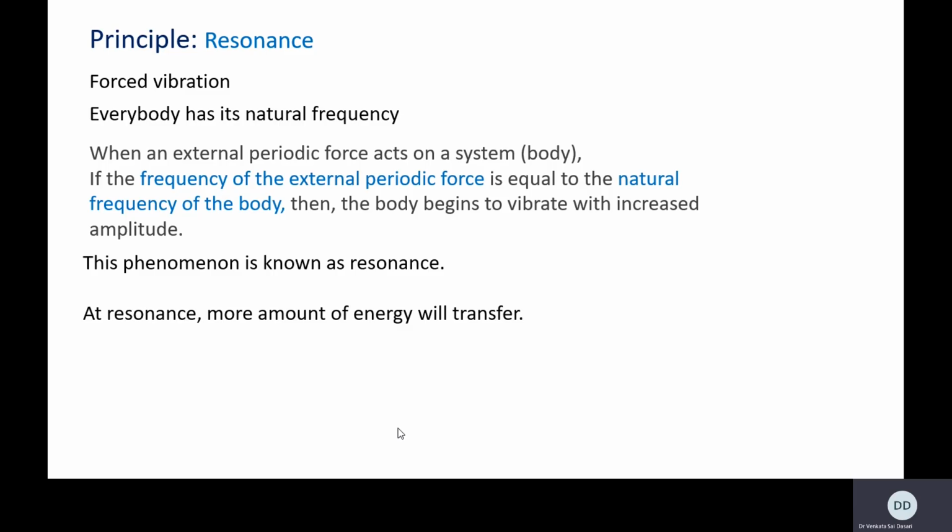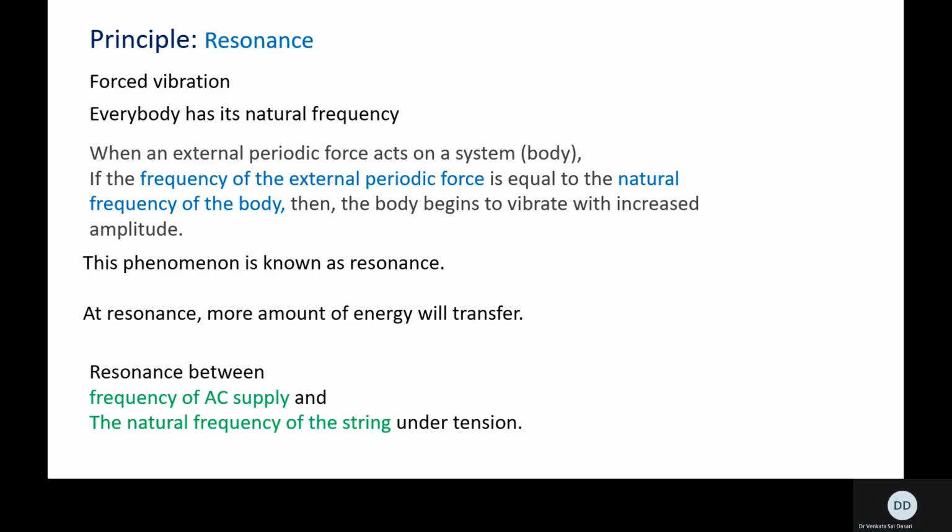It means you have an external periodic force that acts on a system. The system also has a natural frequency. When the two frequencies are equal, the body vibrates with increased amplitude. At resonance, a greater amount of energy is transferred. So in the experiment, the resonance happens between the external periodic force, which is the AC supply, and the body, which is the string under tension.